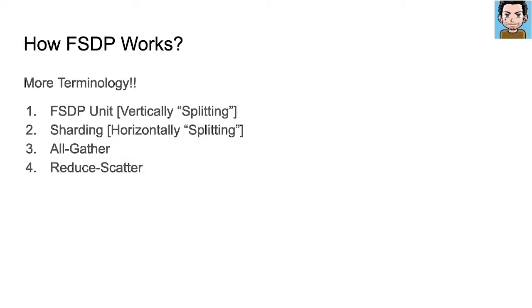Now that we have presented all the needed background topics, it is time to dig into FSDP and how it works. FSDP has four key parts. First, there is an FSDP unit, which can be regarded as a vertical splitting of our model. Then there is sharding, which can be regarded as a form of horizontal splitting. Then there is all gather and reduce gather. I will cover these parts in detail in the next slides.